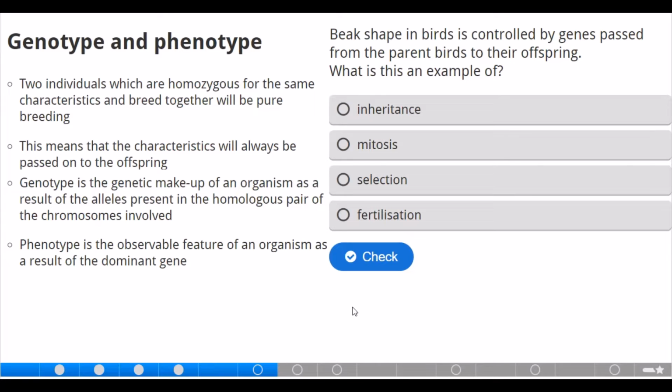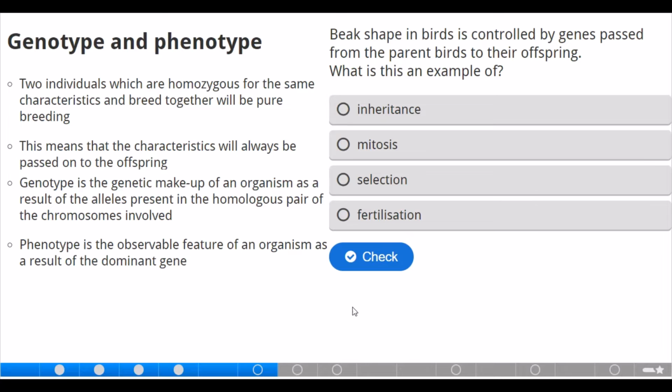Genotype and phenotype. Two individuals which are homozygous for the same characteristics breed together. If they breed together, it will give pure breeding. This means that the characteristics will always be passed on to the offspring. Genotype is the genetic makeup of an organism as a result of the alleles present in the homologous pair of the chromosomes involved, while phenotype is the observable feature of an organism as a result of the dominant gene.